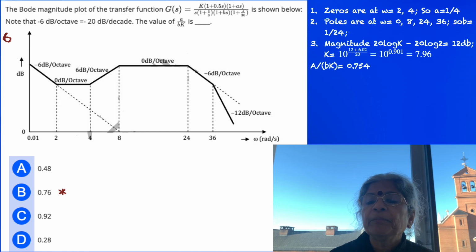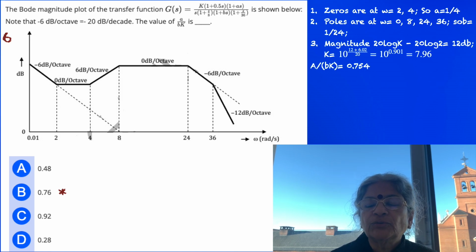Now we know that 20 log 2 is equal to 6 dB. The absolute value has been taken as 6.02. So 20 log K is equal to 6 dB. So now we see that K can be assessed easily as equal to near around 8.